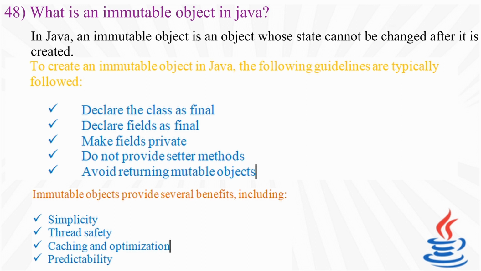Caching and optimization means immutable objects can be safely cached or reused since their values are guaranteed to remain constant. This can improve performance and reduce memory consumption. Since immutable objects cannot change, they produce consistent and predictable results.